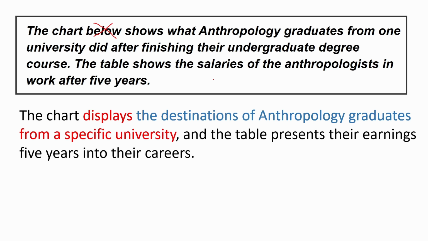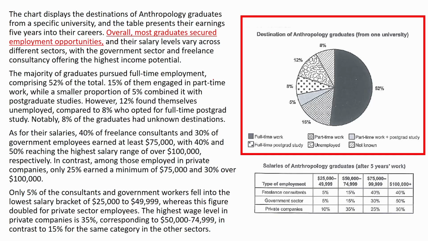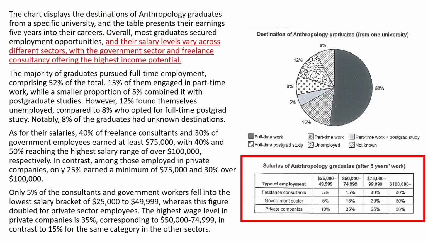So instead of the second shows, I used presents. And instead of anthropologists, I used the pronoun their to refer to them. And instead of in work after 5 years, I used 5 years into their careers. Now, this is my sample. We just read the paraphrase. Let's read the overview. So I said from the pie chart, I will mention they all got the job. From the table, freelance consultants and government workers get more money. Overall, most graduates secured employment opportunities, and their salary levels vary across different sectors, with the government sector and freelance consultancy offering the highest income potential.